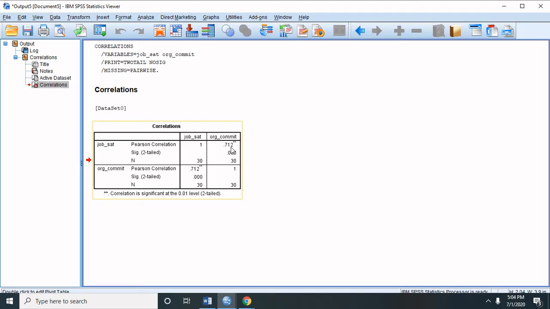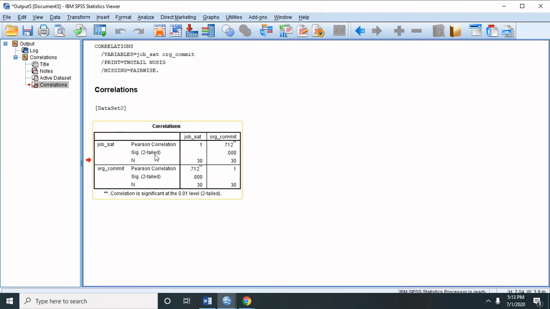The strength of relationship is from 0 to 1. 0 means no correlation, and 1 means perfect correlation. But in real life, it's rare that we can find a perfect relationship. So sometimes it's near to 1 or near to 0. If that's near to 1, then the relationship is high or strong. If that's near to 0, then the relationship is low.